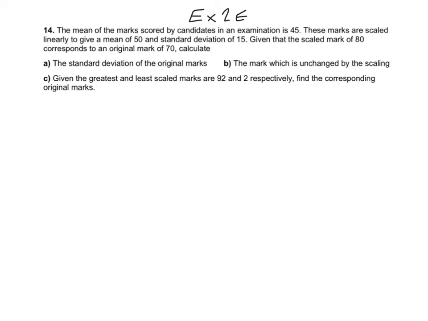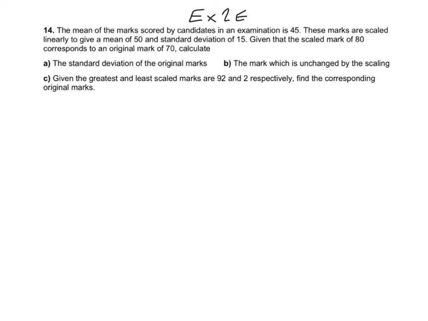Exercise 2E, question 14. The mean of the marks scored by candidates in an exam is 45. These marks are scaled linearly to give a mean of 50 and a standard deviation of 15. Given that the scaled mark of 80 corresponds to an original mark of 70, calculate A, the standard deviation of the original marks, and B, the mark which is unchanged by the scaling. And then part C. Given the greatest and least scaled marks are 92 and 2, respectively, find the corresponding original marks.